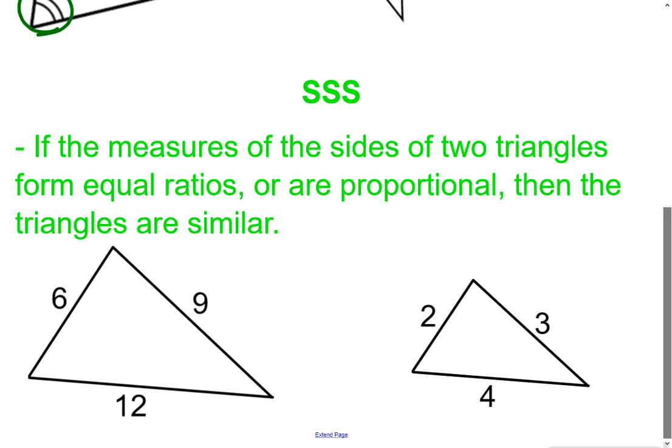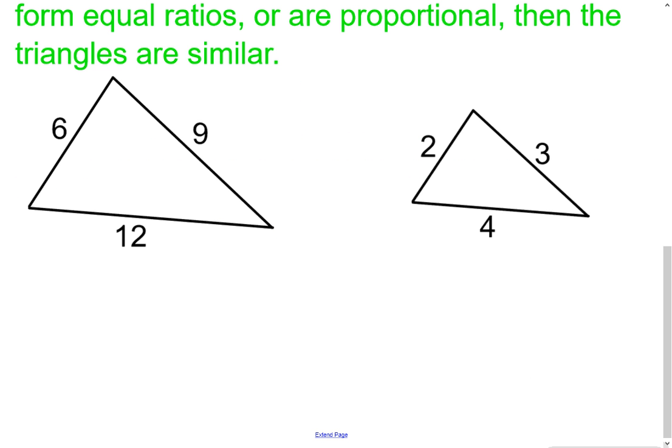And then I have the other one that says if the measures of the sides of two triangles form equal ratios, in other words, are proportional, then our triangles are similar. So when I look at this one, I look at setting up those ratios. Well, we have a side that's 6, which is the shortest side. That's going to have to match up with the shortest side on the other one, which would be 2. I have a side that's 9, the middle side. That would have to match up with the middle side on the other one, which is 3. And then we have the longest side, which is 12, and that's going to have to match up with the longest side, which is 4.